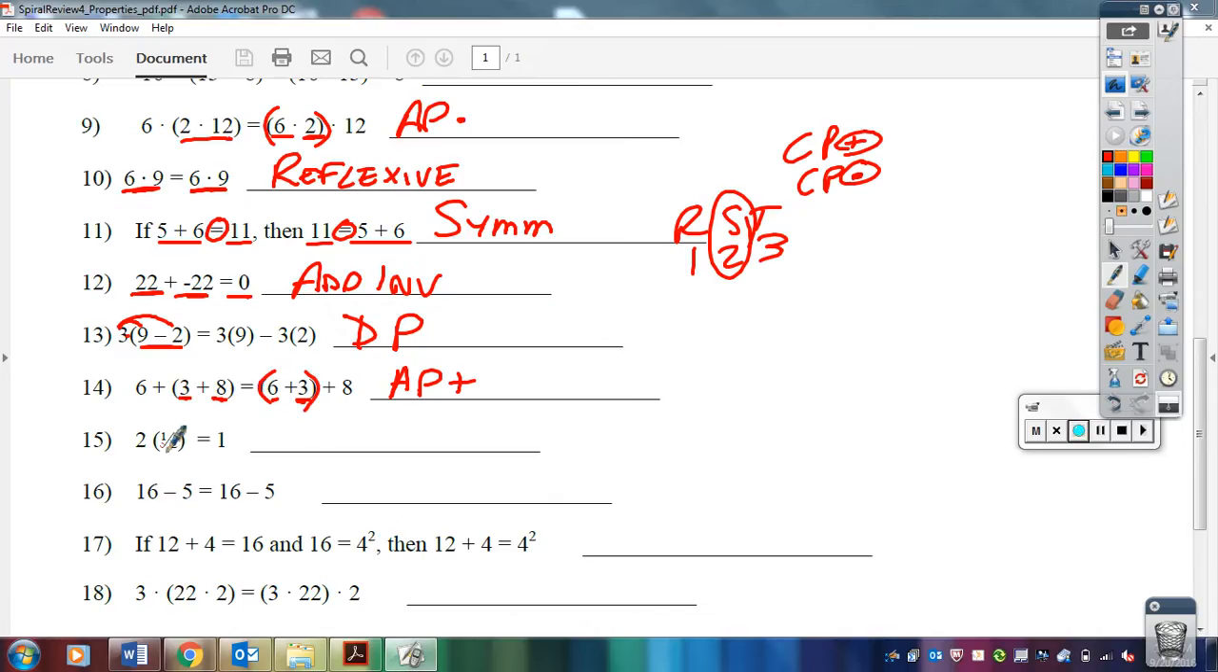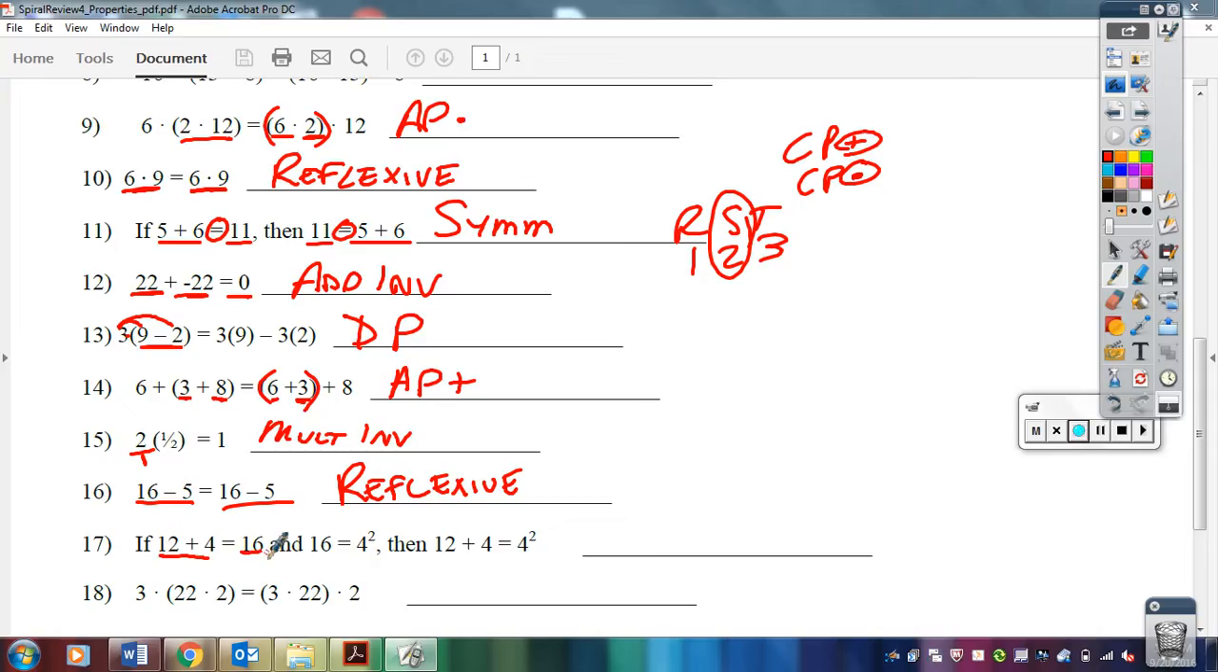2 times a half, these are called reciprocals. You might say, well, 2 is not a fraction. Yeah, this is 2 over 1. Any whole number can be 2 over 1. You flip it upside down, that's 1 over 2. This is the multiplicative inverse. 16 minus 5 equals 16 minus 5, the exact same thing on both sides. The order didn't change. The exact same thing is called the reflexive property.